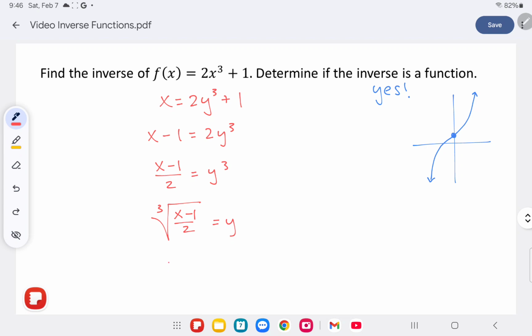And I'm going to write that as an inverse function now. So the original function was called f. So the inverse of f is the cube root of x minus 1 over 2. I'm not going to worry about rationalizing that denominator.